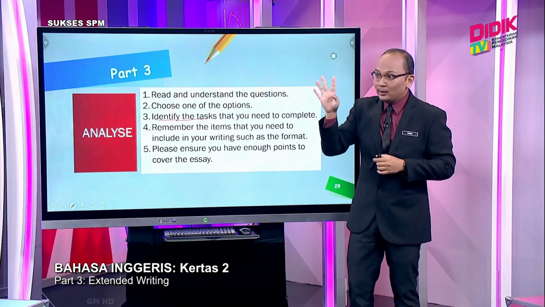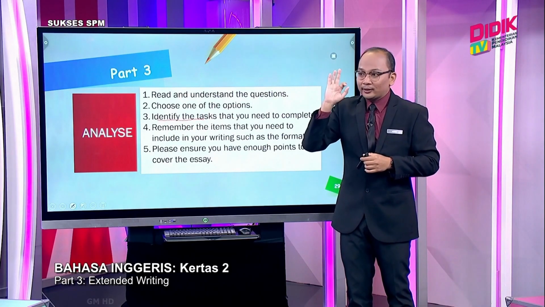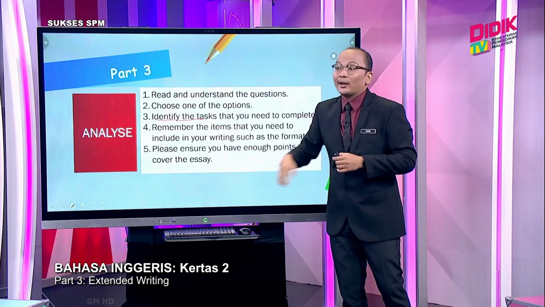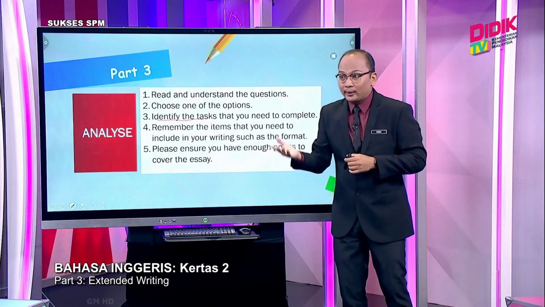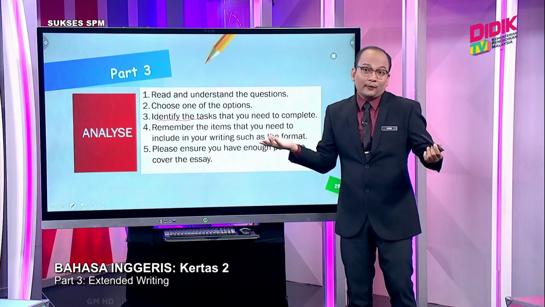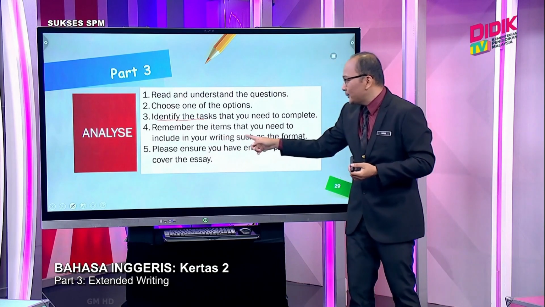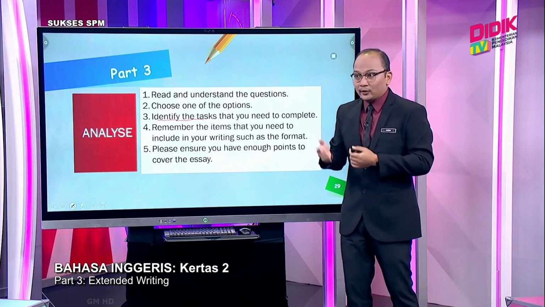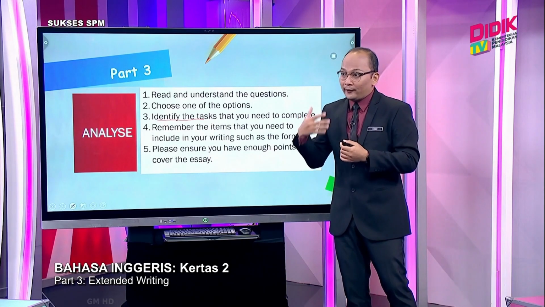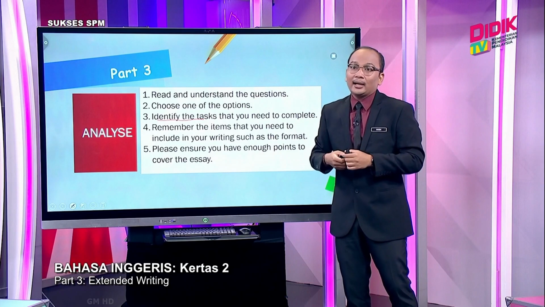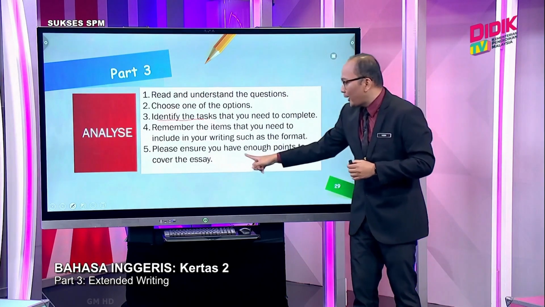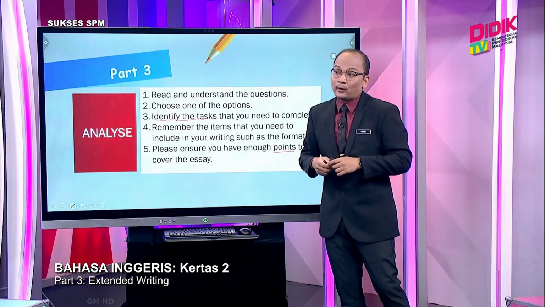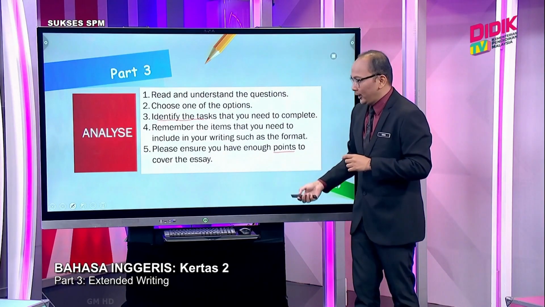Because there are 4 formats, but 3 will be out. So if you choose one, for example, story, you need to identify what kind of story you need to write. If you are going to write a report, what kind of report, and a review, what kind of review. Okay? Remember the items that you need to include in your writing, such as the format. Some have a format, so you need to try to follow whatever format is needed to complete the task. And also, please ensure you have enough points, because points are always important for you to get a better score in your content.